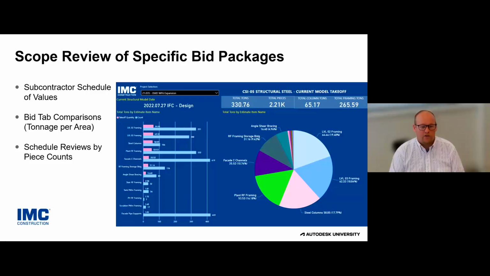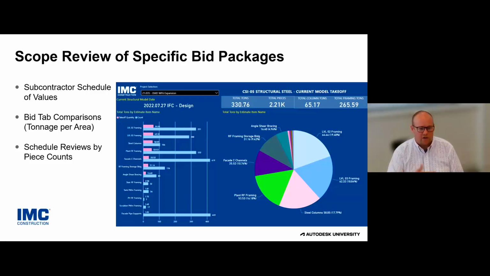And you really want to understand that as you sit down in a scope review, they have everything that you have. So structural steel, as an example, yes, tonnage is certainly a key driver to cost, but piece count is also a key driver to schedule. So we wanted to be able to look at both in relationship to each other.